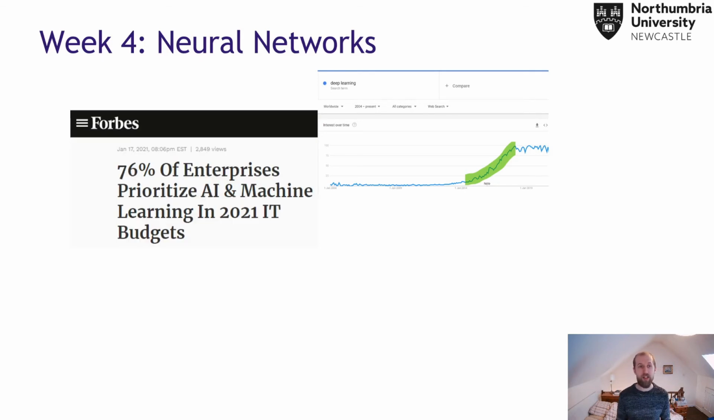This is an article from Forbes that I read a few days ago: 76% of enterprises are actually prioritizing AI and machine learning in 2021. So hopefully, when it comes to applying for grad schemes, there are a lot of software engineering firms that are now retraining their software engineers to be able to do AI and machine learning. A very large part of that is deep learning because it just gets better results. So this course should put you in a fantastic position to get a job when you finish it.